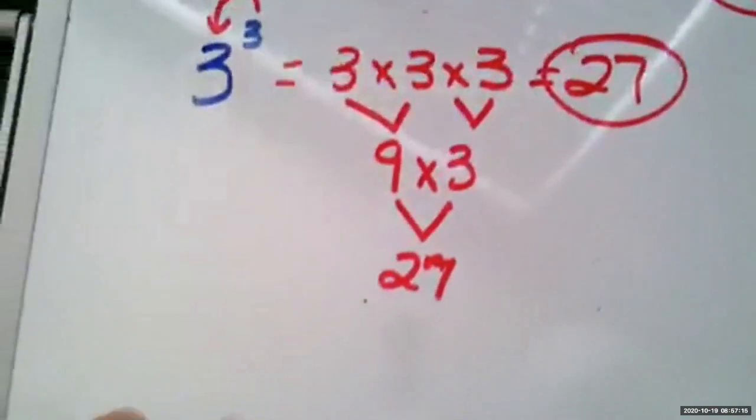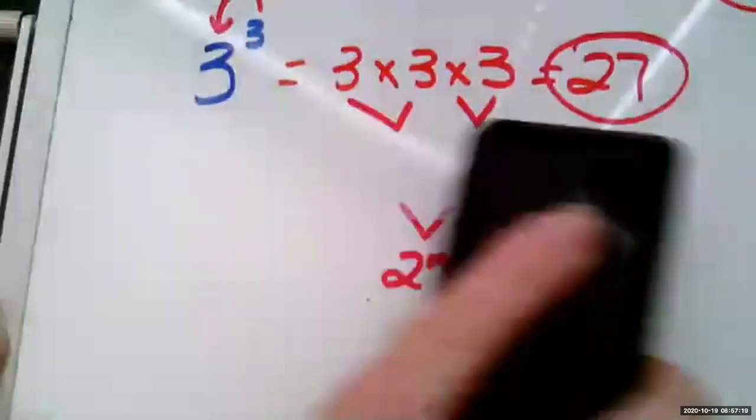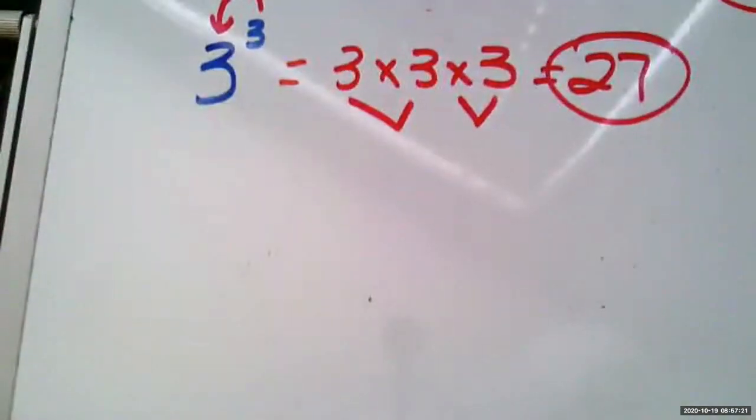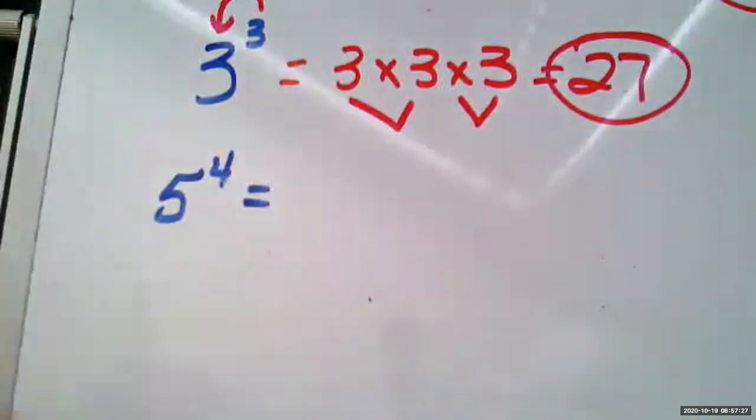All right, a couple more problems. I've got a whiteboard eraser here to make some space. Okay, how about I'm going to do 5 to the fourth power. 5 to the fourth power.